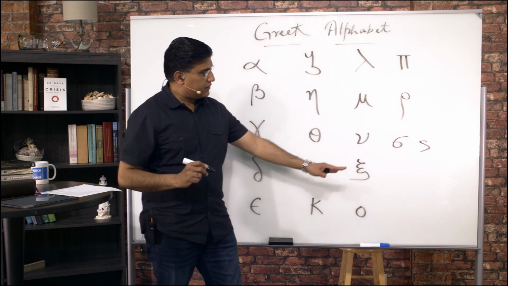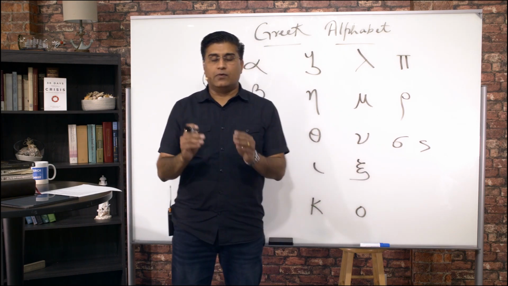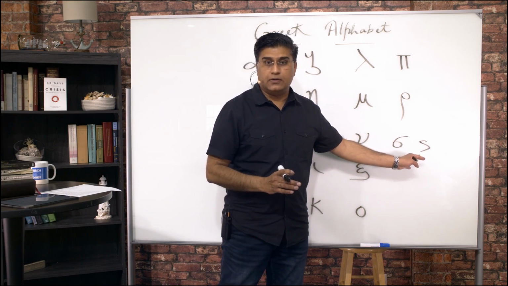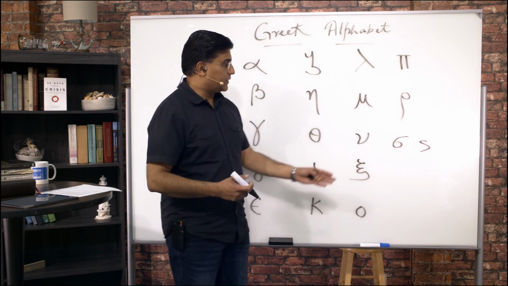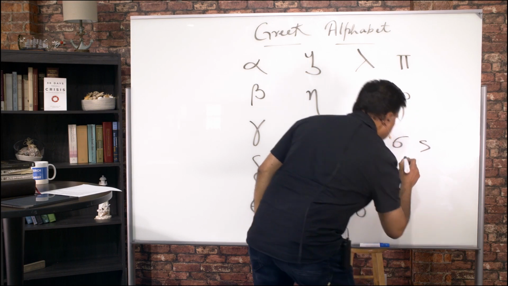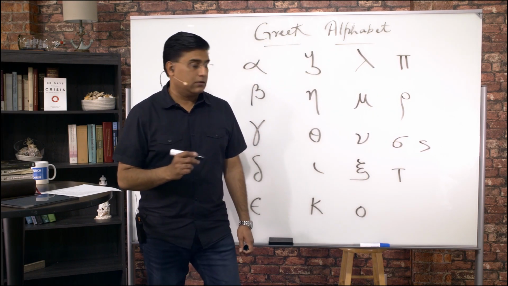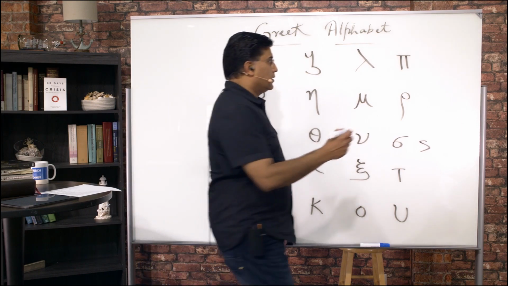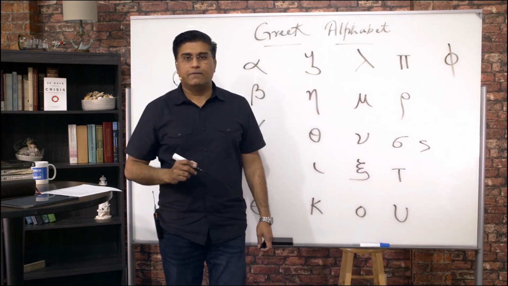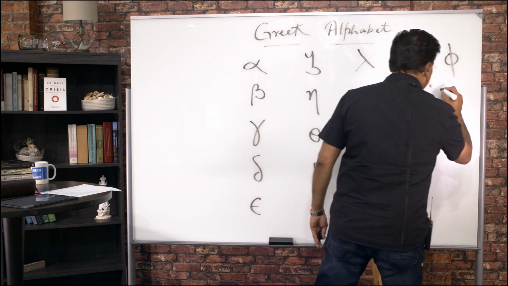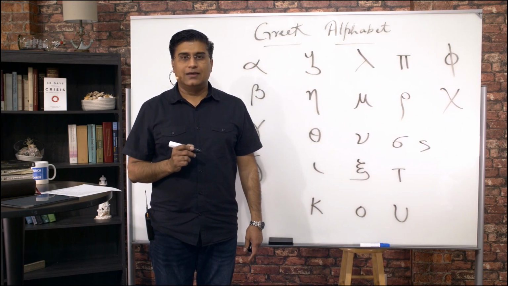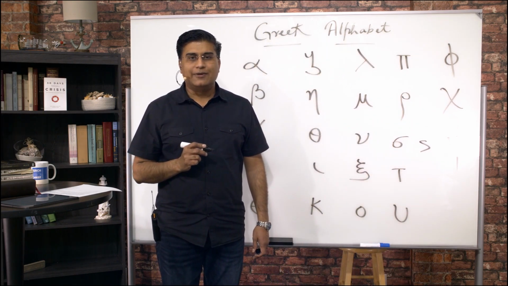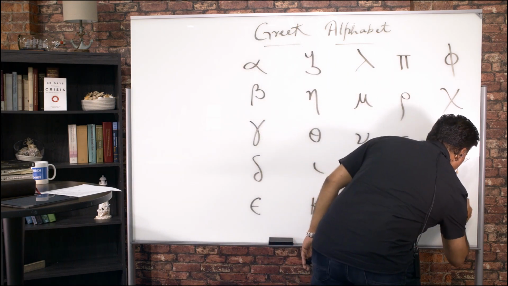S. Keep in mind, when it comes to S, there is an S sound when the letter is in the middle or beginning of a word, and then there's a final sigma, which looks like this. So, sa, ta, oo, fee, key, ipsa, oh.